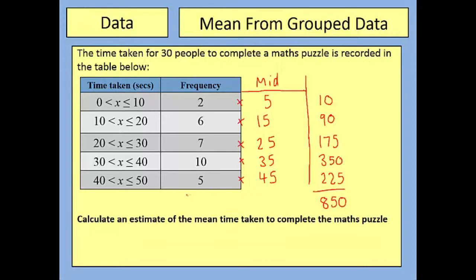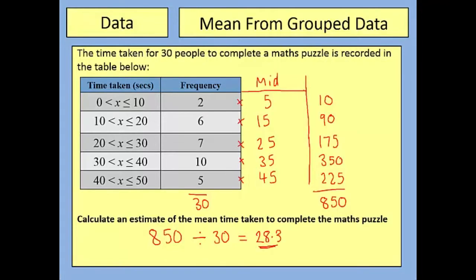And this column here, the frequencies, is how many people took the maths puzzle. So if we add that up we get 30. Now what you don't do is add up this midpoint column. That's a really common mistake that people make in exams. You must add up this end column and the total frequency column. And then we make a division just like we did before. We do the total amount of time taken by everybody divided by how many people there were, which is 30. And this will give us the mean of 28.3.